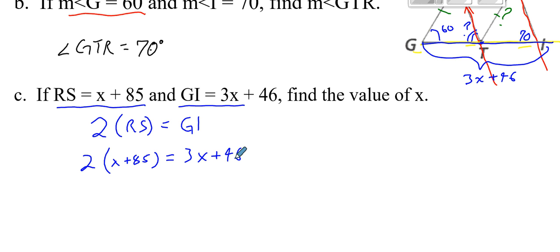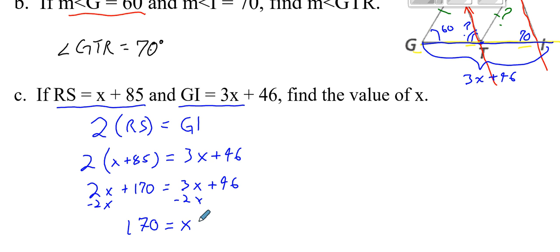So now I have an algebraic expression that I can solve. I'm going to set up and keep my equal signs lined up. First I'm going to distribute my 2. So I get 2x plus 170 equals 3x plus 46. Get all my x's on the right side, so subtract 2x, subtract 2x. So I get 170 is equal to x plus 46. Subtract 46 from both sides, and I get x is equal to 124.